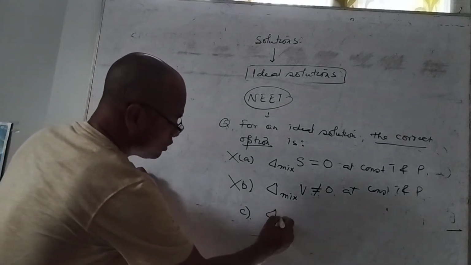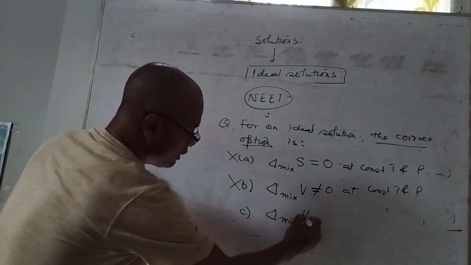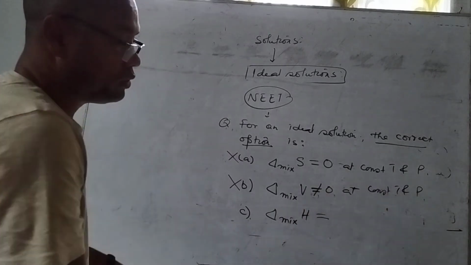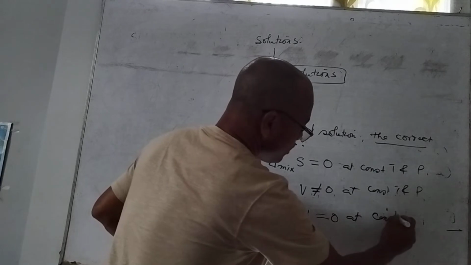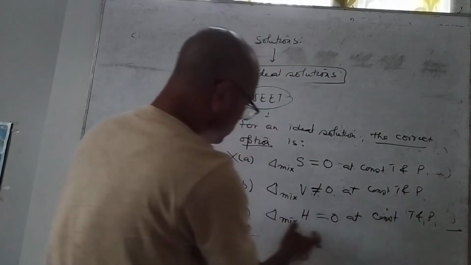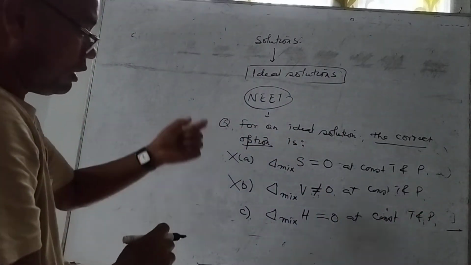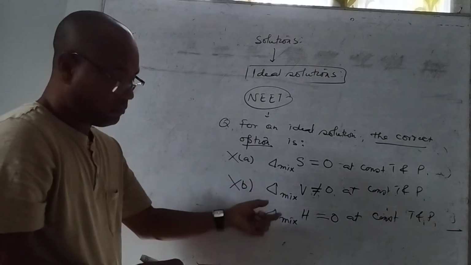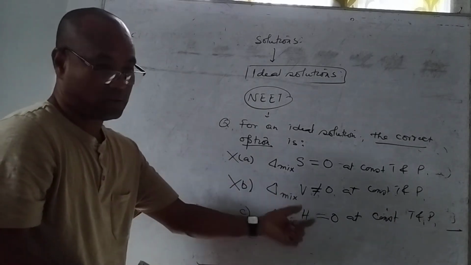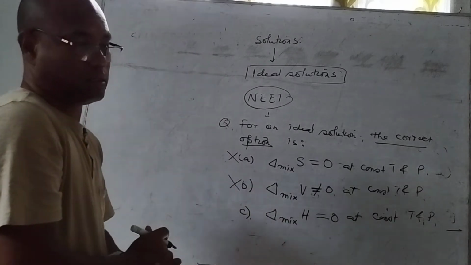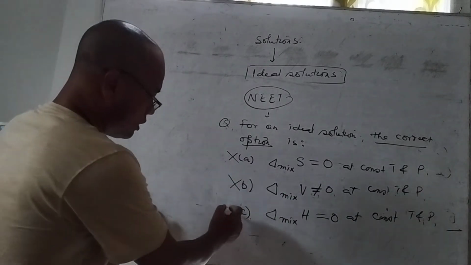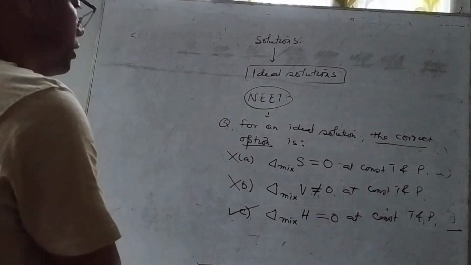So I'm going to write the next option, so that I think it could be very clear to understand. Now I write here delta H equal to 0. If delta H mixing is equal to 0, that means this is for an ideal solution. If it is not equal to 0, it's not for an ideal solution. So this one, equal to 0, is for an ideal solution.